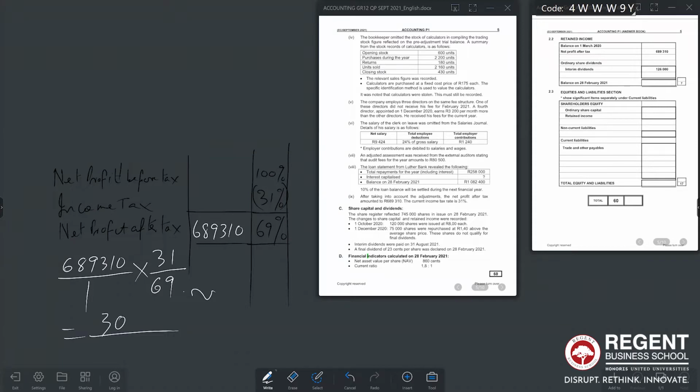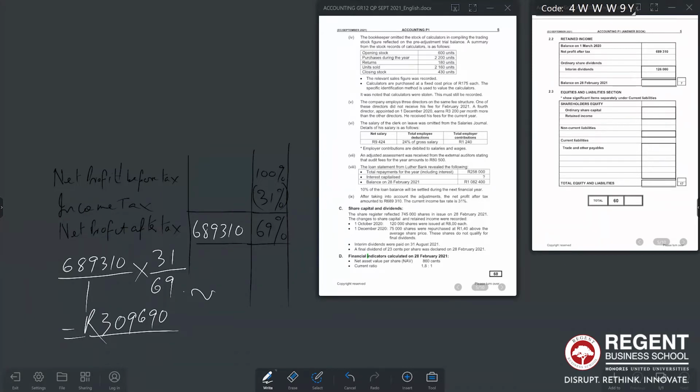309,690. Now that was my income tax figure. I take that, I go to my statement of comprehensive income, and I'll slot it in over there. Income tax, 309,690.